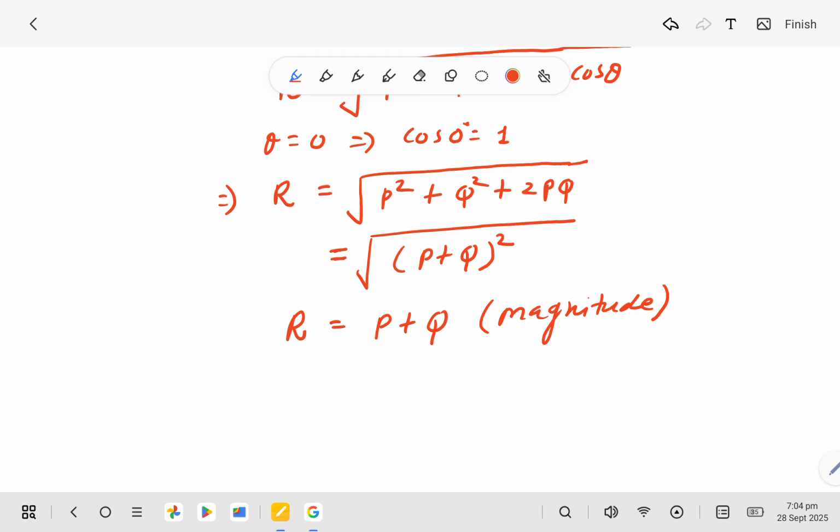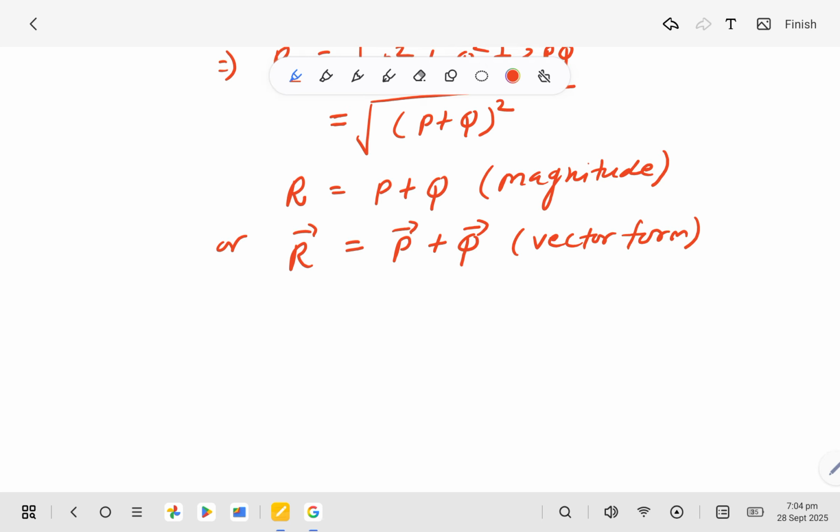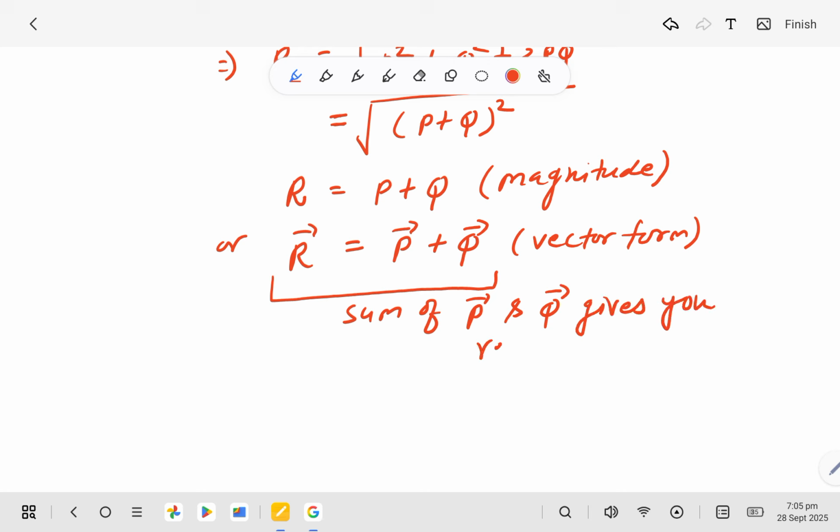So the resultant magnitude will be the sum of the magnitudes of both forces. Or in vector form, we can also write P plus Q. This is in the vector form. So the resultant force will be the sum of both forces, the sum of P and Q gives you the resultant value.